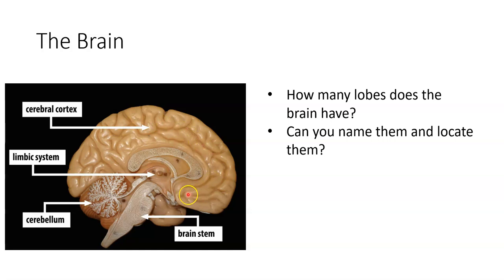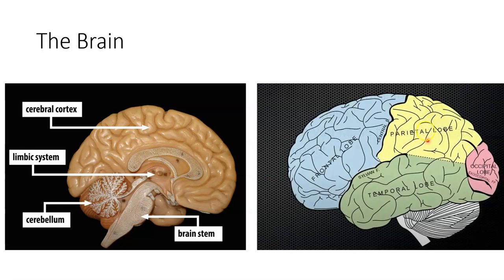So this is your cerebral cortex, which we'll go over today. Your limbic system is located right here. Your cerebellum is like your little brain located in the back. And then this is your brainstem. Moving forward, these are your 4 lobes, and with the hidden insular lobe, there are 5 lobes in the brain. So you have your frontal lobe, your parietal lobe, the temporal lobe, and the occipital lobe in the back.